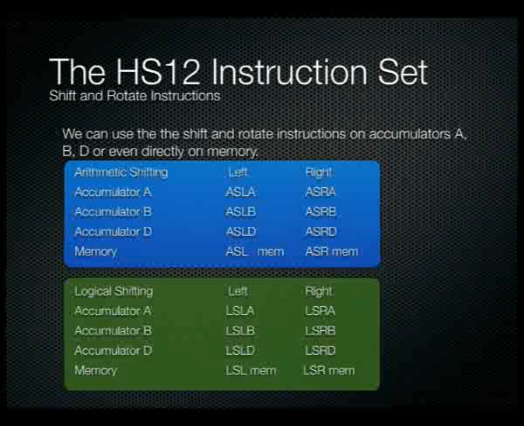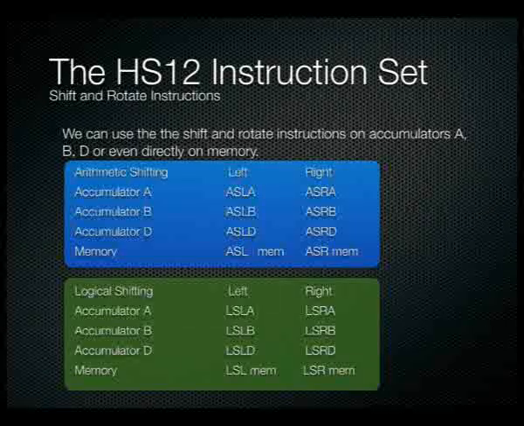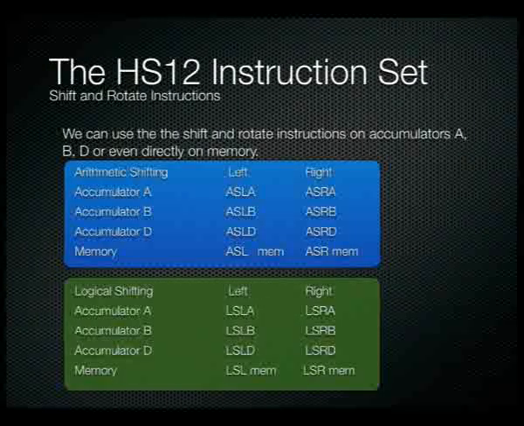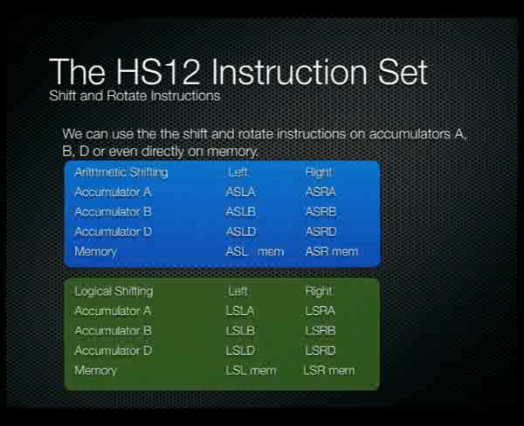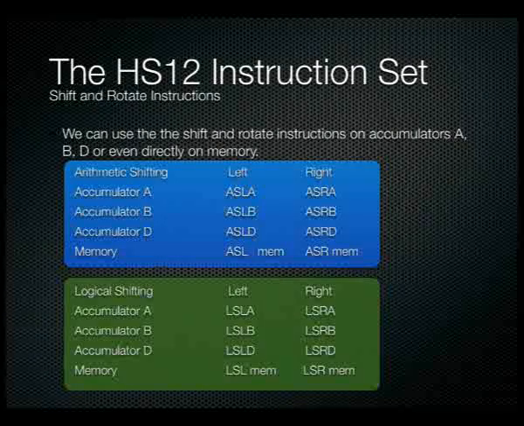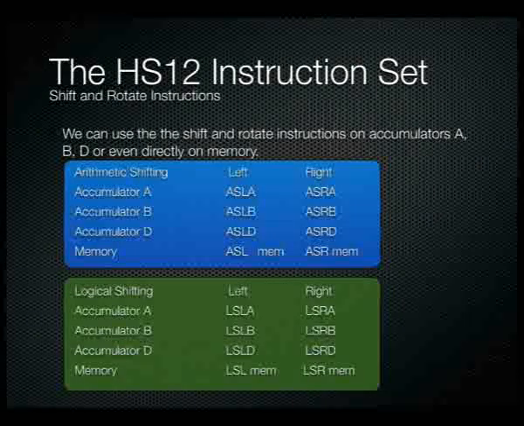And then of course the letter on the end defines whether we're doing it on accumulator A, accumulator B, or accumulator D. With logical shifting, it's LS for logical shift, and then it's L for left or R for right, and then the register that we're going to be doing the operation on. So it's either A, B, or D. So the names are actually fairly logical in how they work.